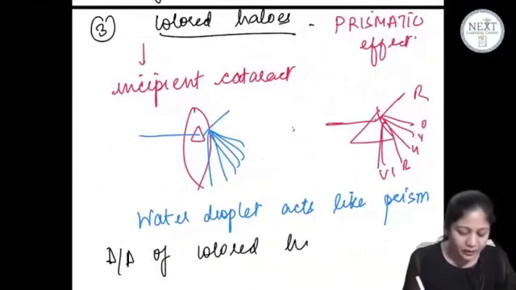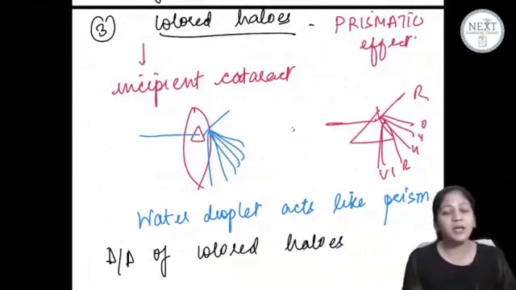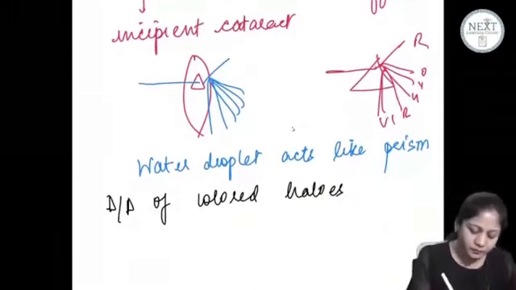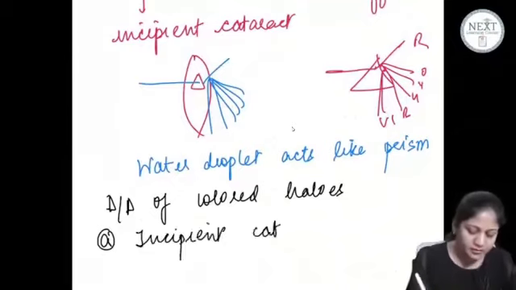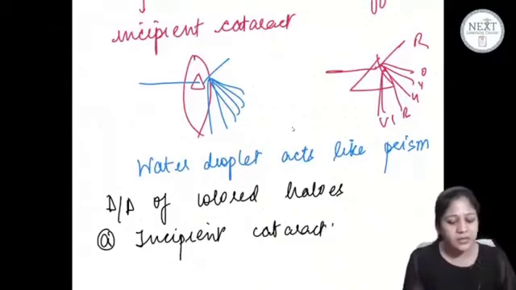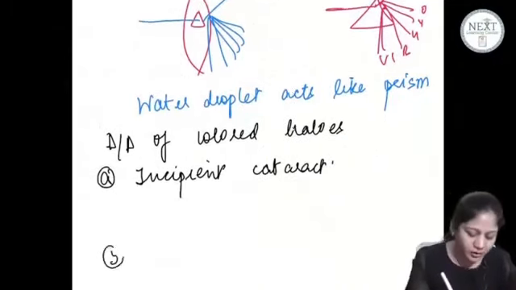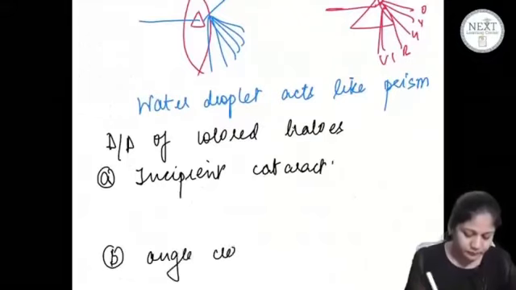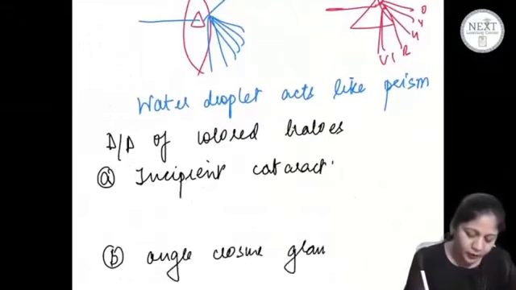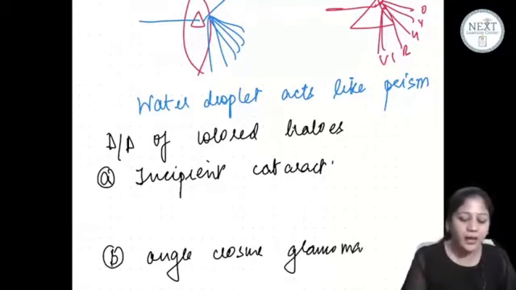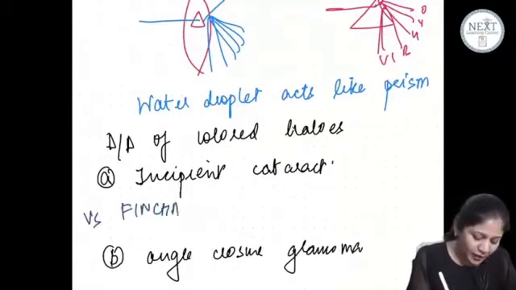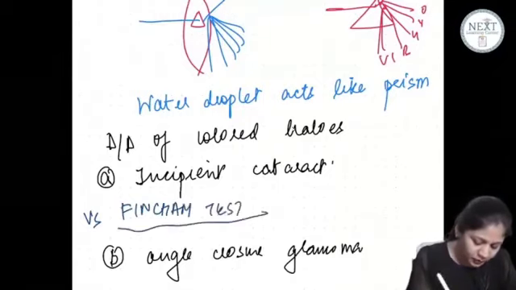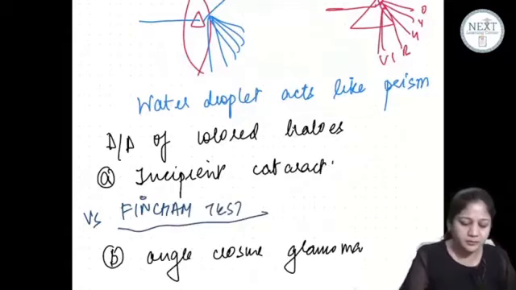So friends, colored halos are not only seen in early cataracts, but you can also see colored halos in angle closure glaucomas. And you can differentiate the colored halos of cataract from colored halos of glaucoma by a test. This test is called the Fmge test. Very important question, guys. ठीक है?